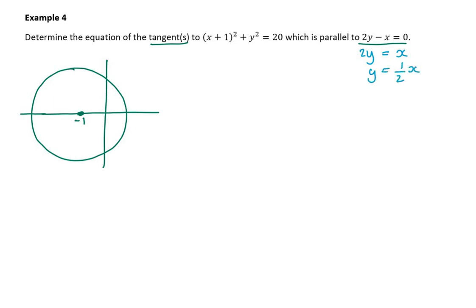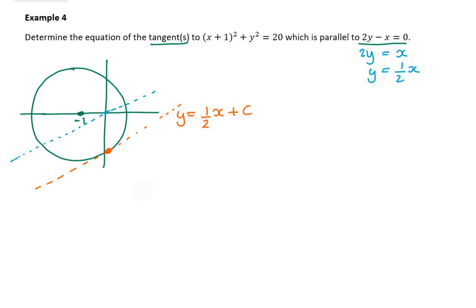Now a half x is going to go straight through the origin, and a half x might look something like that. So basically I want the tangents parallel to this. So immediately I can see where those would be. So there could be a tangent that goes here, and it's parallel, so it has some random point of tangency. And so far I know that that would be y is equal to a half x plus c.